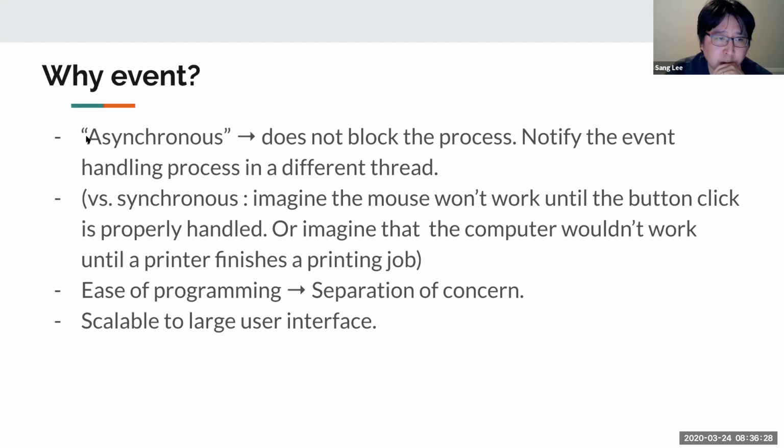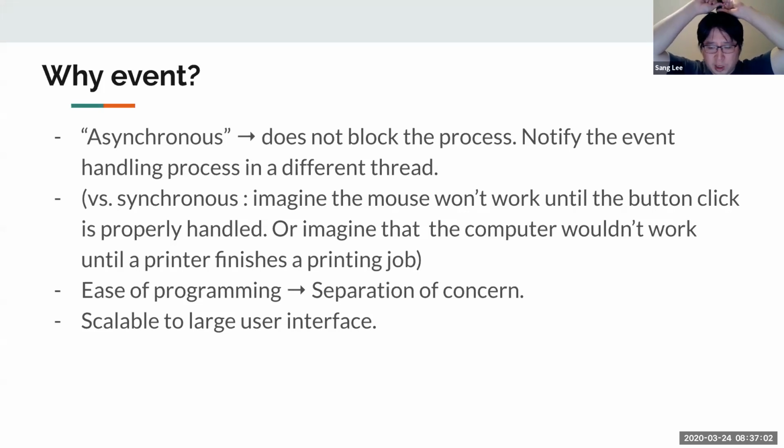The reason why I did this was to show that an event is asynchronous and it does not block the process. So let's say whenever you click a mouse button, imagine that while the for loop that I ran in the example is running, the mouse is not usable. If that's the case, the user experience is going to be pretty bad, right?